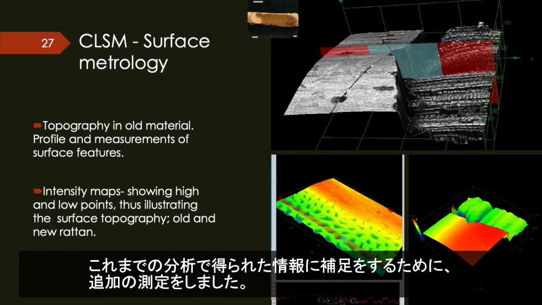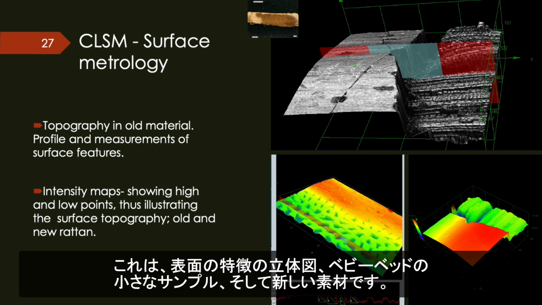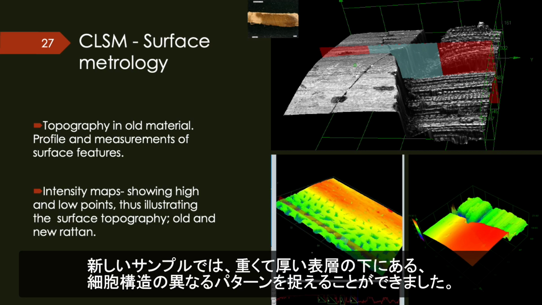To supplement the information which derived from previous analysis, additional measurements were carried out. So what you see here are 3D topography maps of the surface features. And again, they were collected in a confocal laser scanning microscope from an old sample, our child's coat, and also new material, which allowed us to differentiate those two layers.